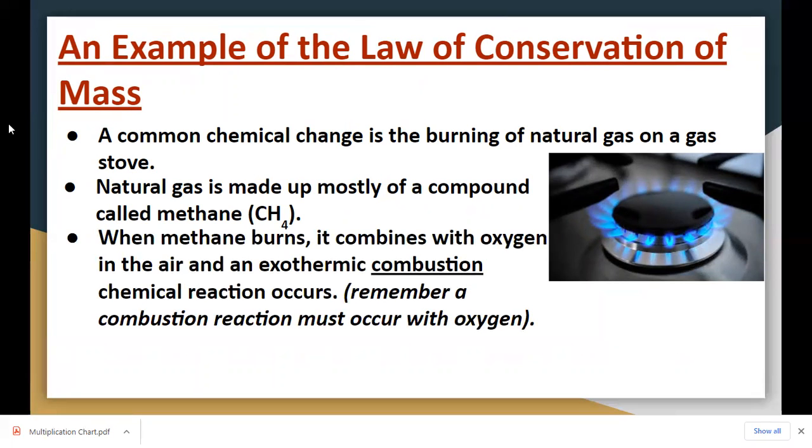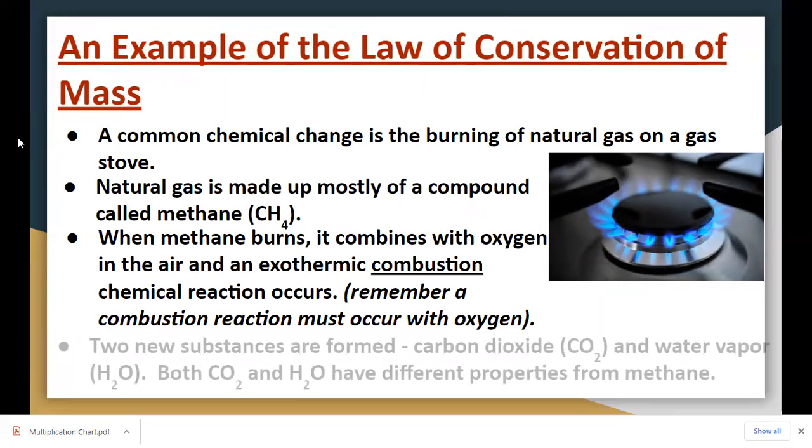When methane burns, it combines with oxygen in the air, and an exothermic combustion chemical reaction occurs. We'll talk about exothermic in a little bit, but know that combustion is the type of chemical reaction. Remember, we said combustion always involves heat and light. So there's your heat and light. And combustion reactions always have to occur with oxygen. So that's a way to know the type of chemical reaction you're dealing with.